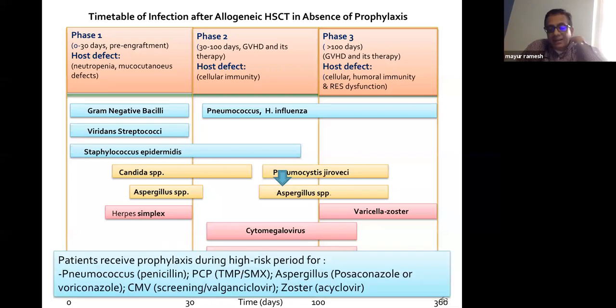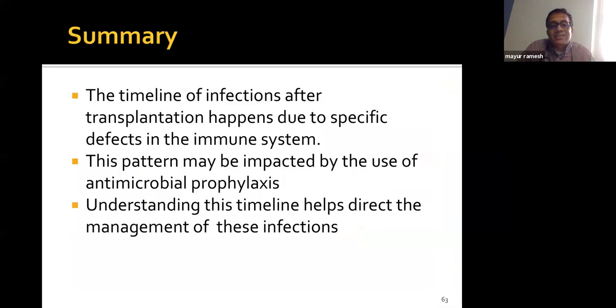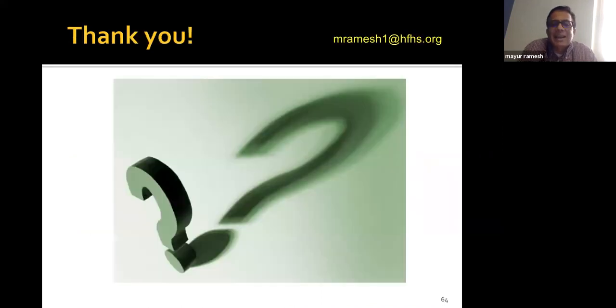So that's the prophylaxis that we talked about. In summary, the timeline of infections after transplantation happens due to specific defects in the immune system. The patterns may be impacted by the use of antimicrobial prophylaxis. And understanding this timeline helps direct the management of these infections. I believe that's my last slide.